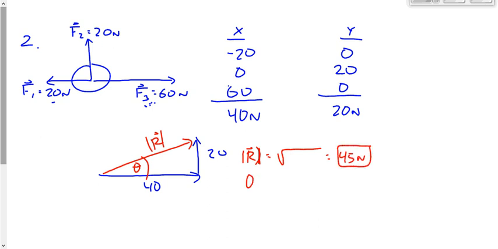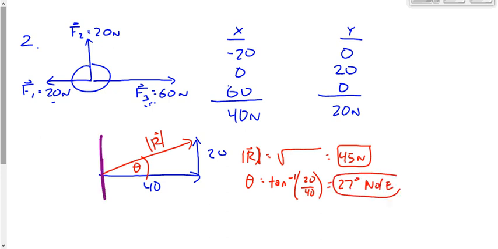And theta, Parker, what was the value of theta there? The inverse tan of 20 over 40? 27? 27 degrees, and that's going to be north of east, right? We're measuring our angle from the east, but yet we're going north from the east. So 27 degrees north of east. Or you could have said 63 degrees east of north if you had drawn it differently.